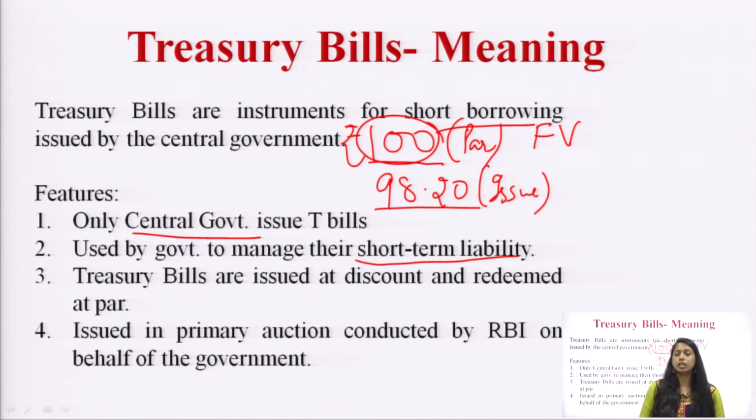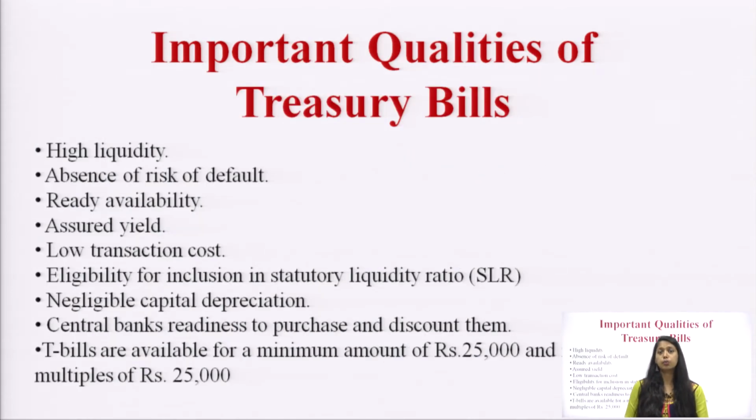Now what are the parties who are involved in it? So it is issued in a primary auction, which is being conducted by RBI. So RBI is actually doing the auction process on behalf of the government, because we have studied that only the central government can issue the treasury bills. So the central government issues the treasury bills, and who is the authority which looks after it? It is the RBI which conducts the auction. Moving forward, what are the qualities of the treasury bill? How important is it? Why do we need to buy a treasury bill?